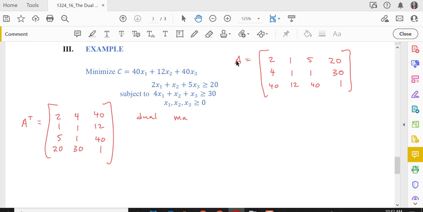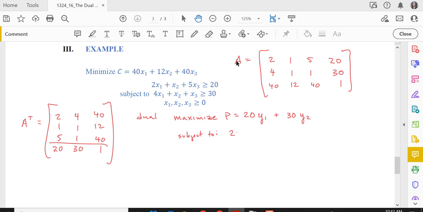You want to maximize P equals, down at the bottom, 20y1 plus 30y2. We clear on that? Subject to. How many constraints are we going to have? How many rows are above that? 3. We're going to have 3 constraints.